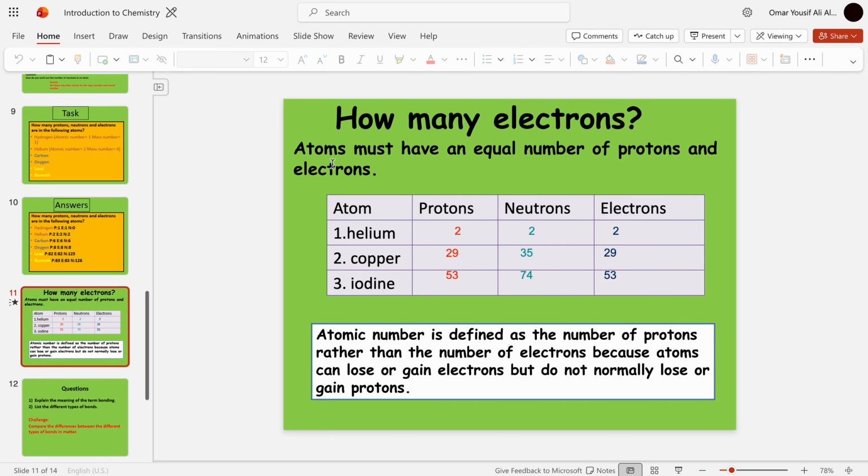Okay. So now let me teach you a bit about electrons. Atoms must have an equal number of protons and electrons, as I just mentioned earlier. And the atomic number, as we just mentioned again, is defined as the number of protons rather than the number of electrons, because atoms can lose or gain electrons but do not normally lose or gain protons. Since if an atom loses or gains protons, it usually means that it's unstable, which, as I mentioned, is very dangerous.